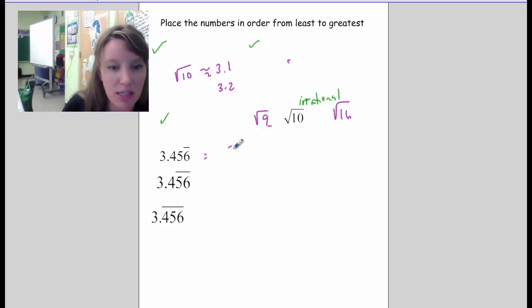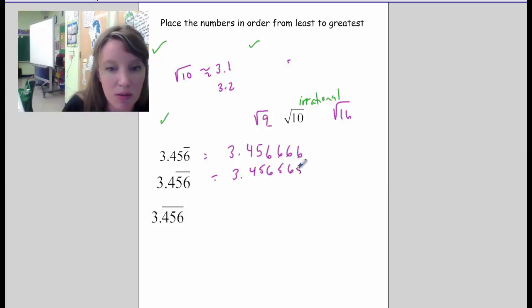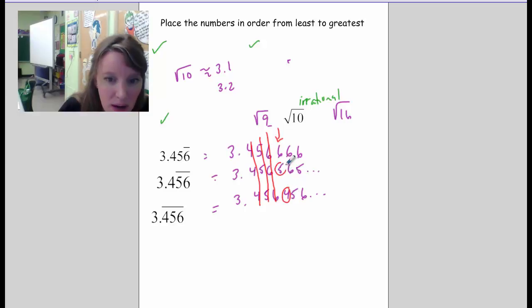Let's write out the first 6 digits of each of these numbers so that we can compare them. This right here has a 6 that repeats. This next one has a 3.4 and then the 5, 6 repeats and so on. This one has a 3 and then it's 4, 5, 6, 4, 5, 6. Now when we compare numbers, we look at the place values. These place values are the same, these are the same, and these are the same. The first place where I get a difference is here, the tens, hundreds, thousands, 10,000ths place. In this place value, this has a 4, this has a 5, and this has a 6.